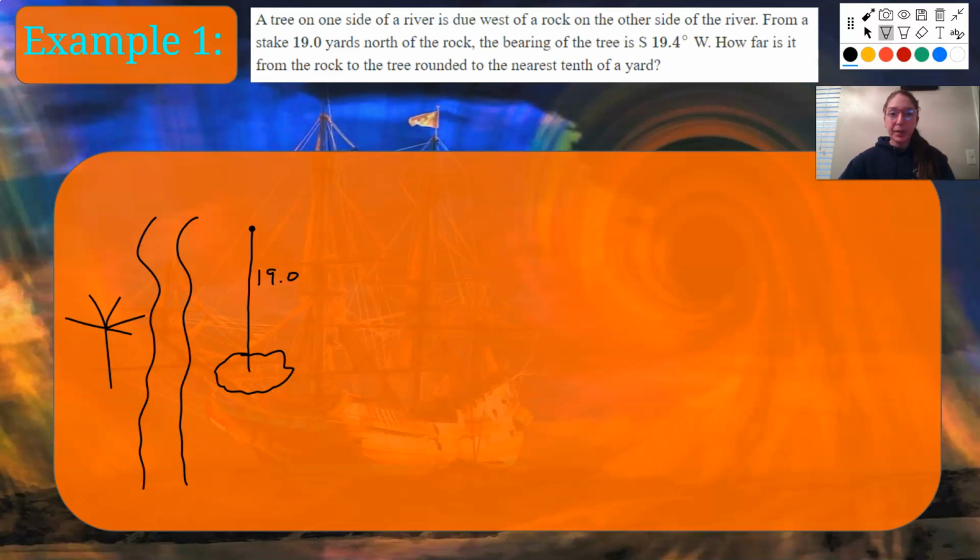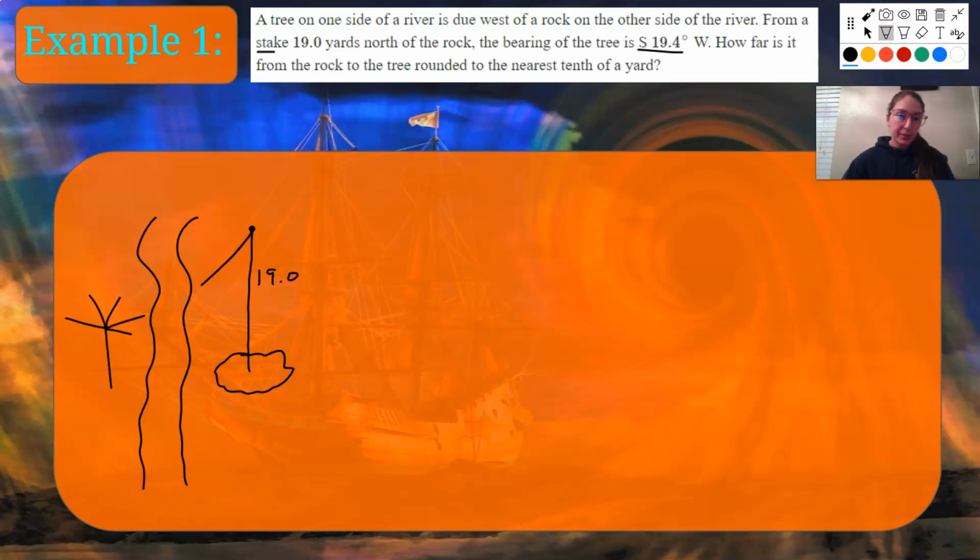The bearing of the tree, so it says from the stake, the bearing of the tree is this. So the stake is now kind of our origin, and now we're looking at south, which means down, right? Never eat soggy waffles. South is down, so here's the stake, and we're looking at the bearing from the perspective of the stake. This is really important. So south, which means we go down this line, and 19.4 degrees west. West is left.